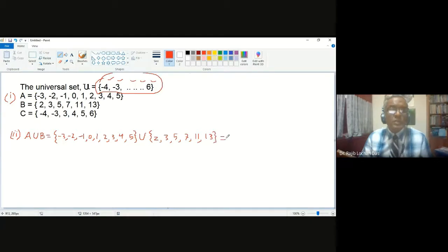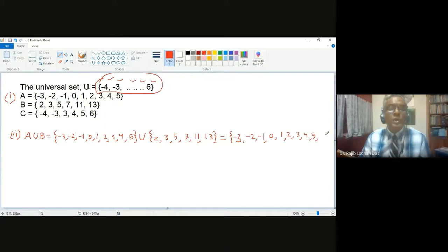The answer will be according to the law of union. So what is the law of union? You take every number, whether it is common or not common. Common or not common does not matter. You will take every number from the two sets, common, uncommon, both. So it will be minus 3, minus 2, minus 1, 0, then 1, 2, 3, 4, 5.